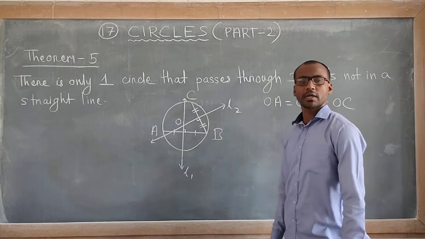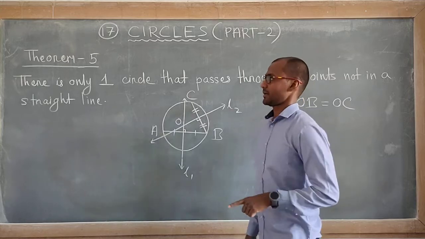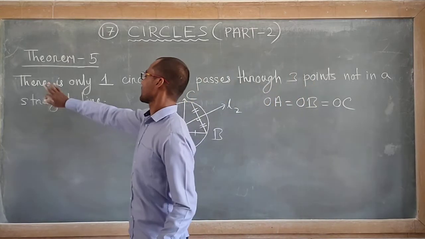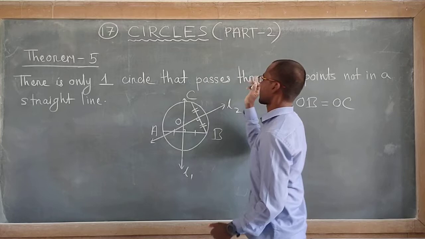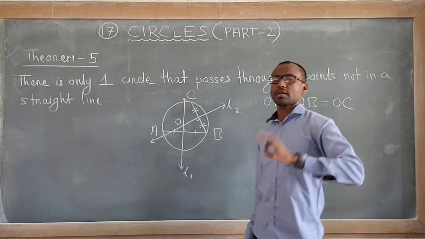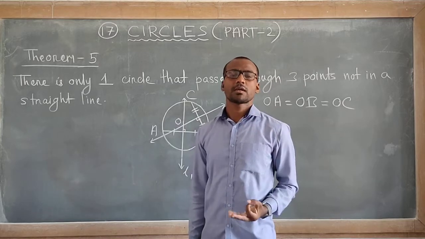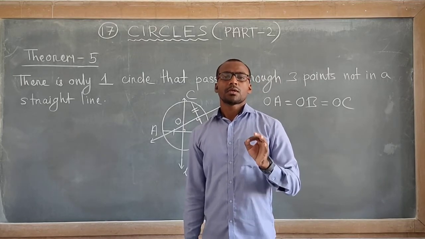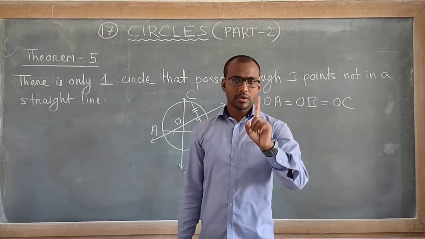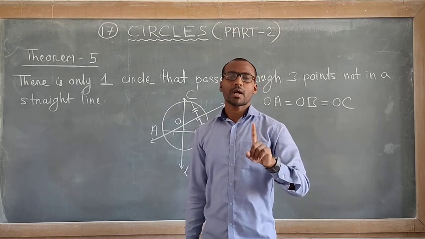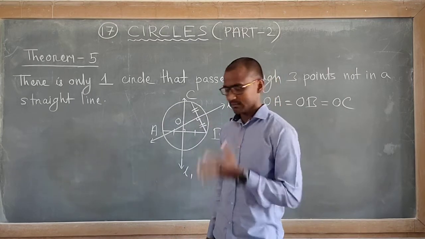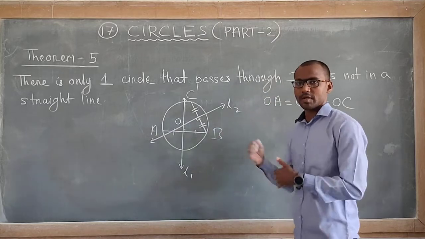So how many circles did we get? We got only one circle. So the theorem is like this: there is only one circle that passes through 3 points not in a straight line. So if you are given 3 points which are not in a straight line, be sure that there can be a circle, one circle, that will pass through all the 3 points.